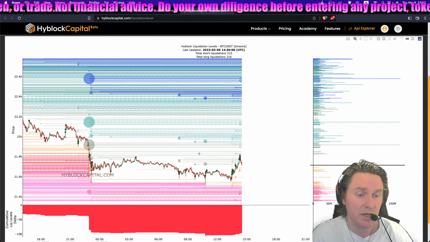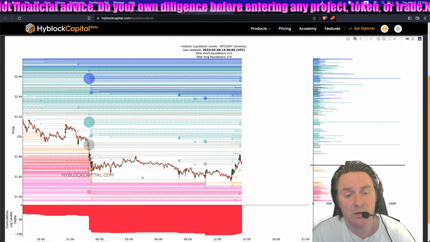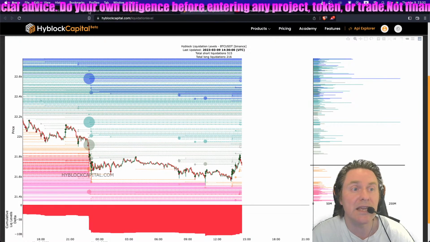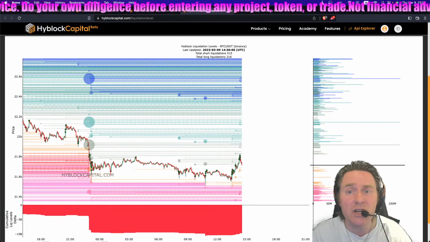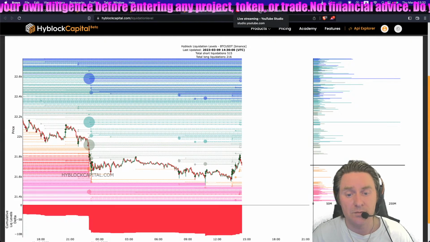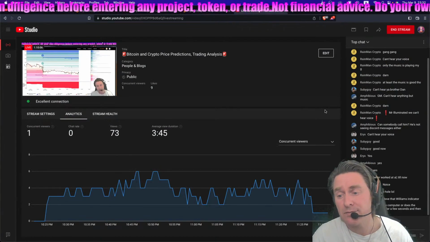So you look at these smart money concepts. What is buy side liquidity? What is sell side liquidity? What does it all mean?